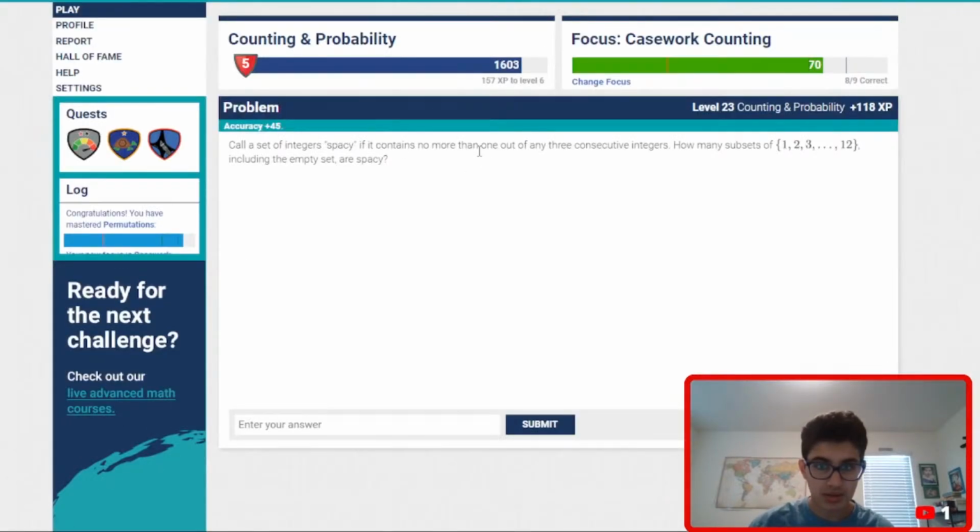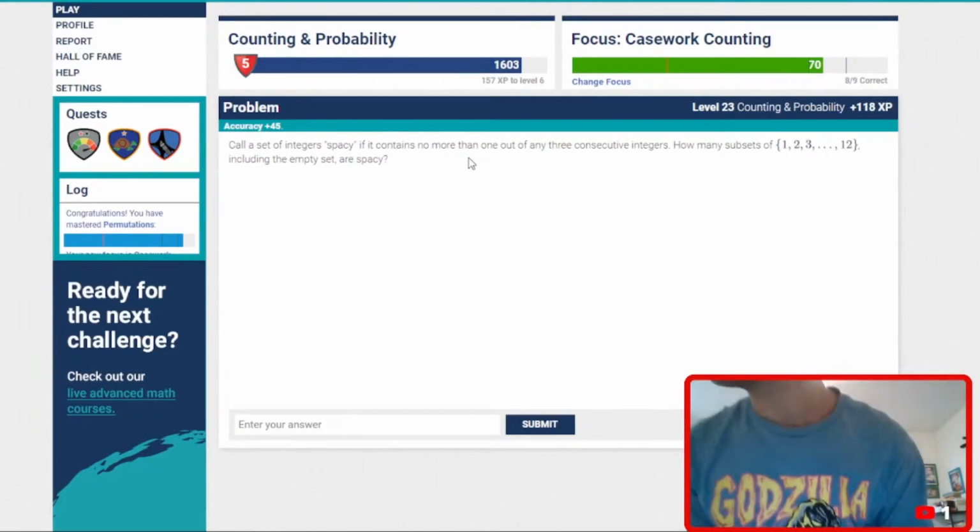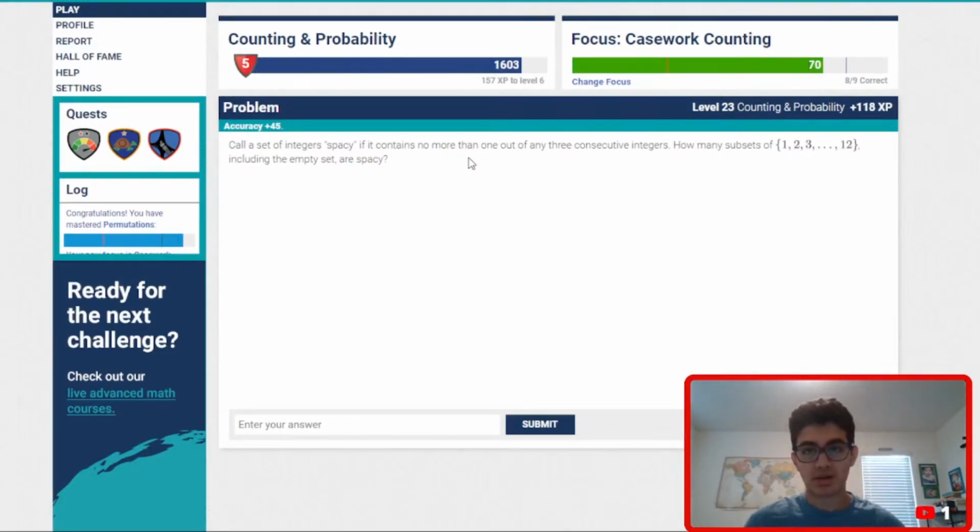I don't know. Can we do complementary counting? Complementary counting is probably harder because this is no more than one. So either you have zero or one. If you do complementary, then you have to subtract. It's harder to do the complementary counting than just actually count it. So we won't do that either.